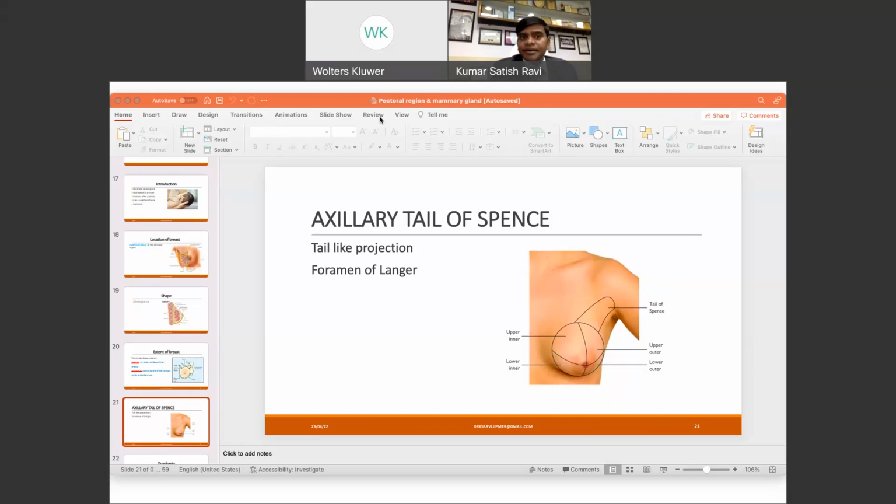Another last question is: what is the axillary tail of Spence? I said axillary tail of Spence just now, I explained. That is the projection of the breast towards the axilla.